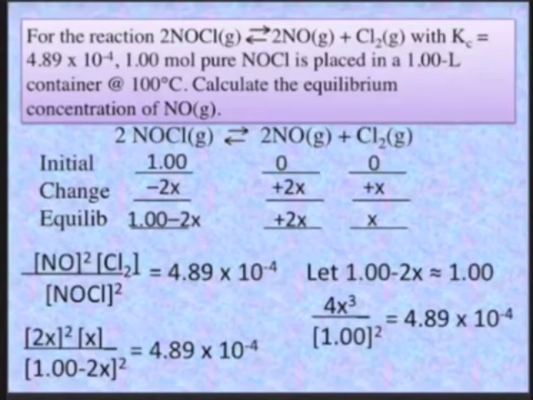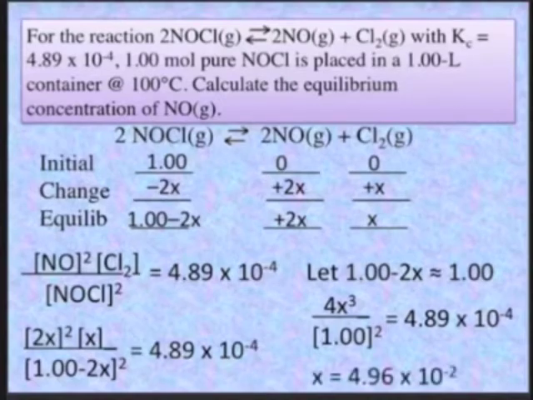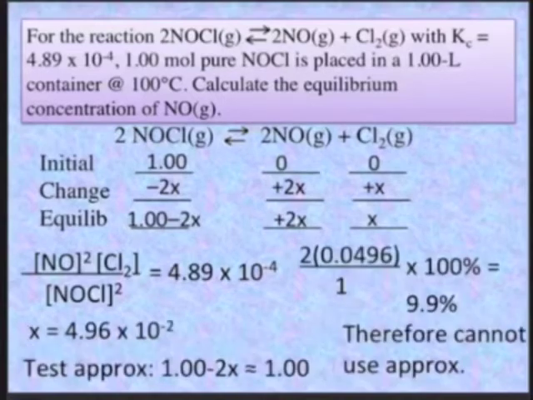4x cubed over 1 squared equals 4.89 times 10 to the minus 4. We solve for x: 4.96 times 10 to the minus 2. So that's our value of x. Now we're going to test to see if that's really kosher to do that approximation. Here's x. It's 4.96 times 10 to the minus 2.